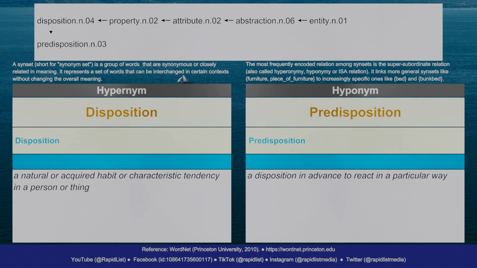Predisposition. A disposition in advance to react in a particular way. Proneness. Being disposed to do something. Accident proneness.